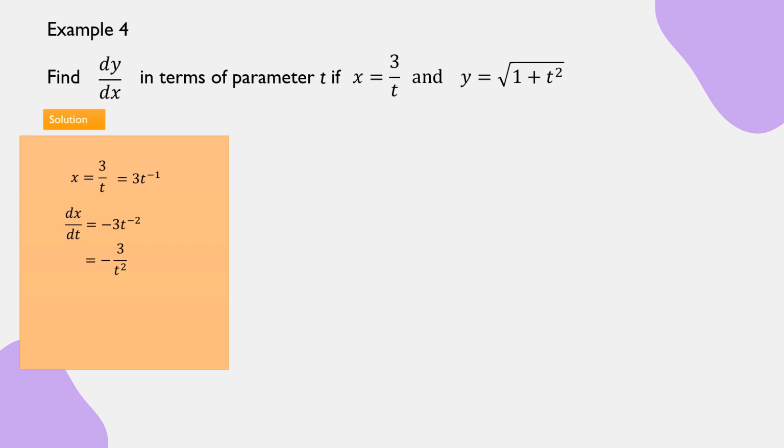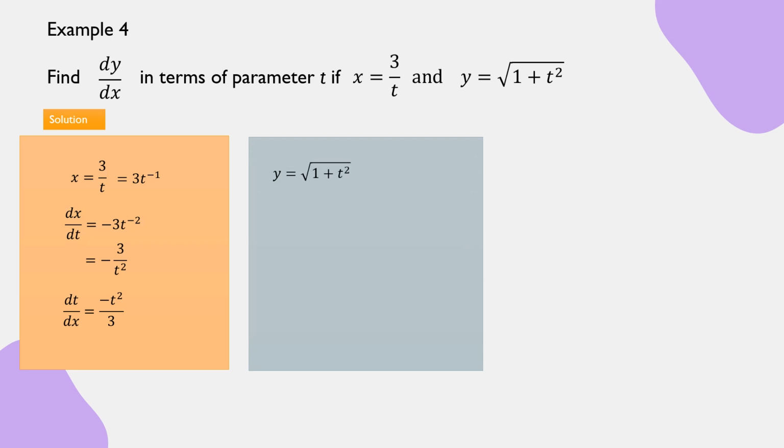Or we can write as negative 3 over t squared. Therefore dt/dx equals negative t squared over 3. Now y equals the square root of 1 plus t squared, which we can write as (1 plus t squared) to the power of half. So dy/dt equals half, and then 1 plus t squared remains. The power of 1 plus t squared reduces by 1, so we get negative 1 over 2.